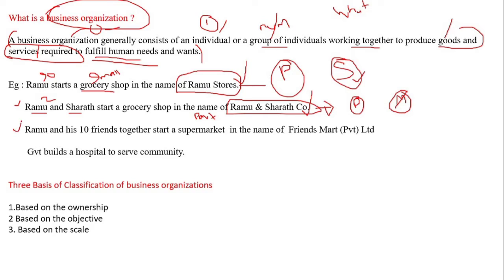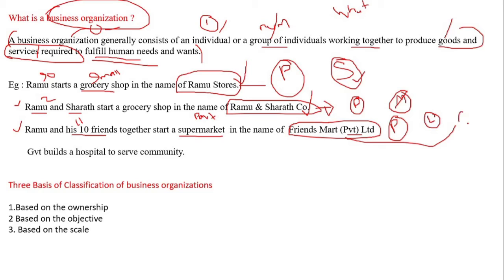My third example, Ramu and his 10 friends, right? 11 people here, right? Together start a supermarket. I'll say large one, for example, right? Large one. What's the purpose of supermarket? Earning profit. Earning profit, right? In the name of Friends Mart Private Limited, right? Private Limited is a company, right? Company, not a sole trade, not a partnership. It's a company, right?